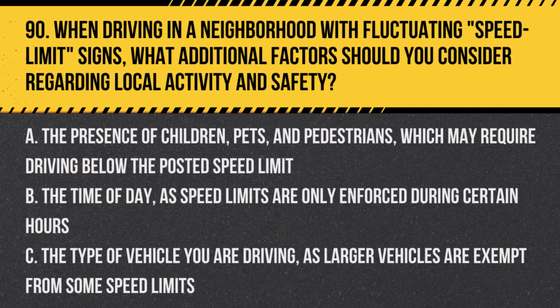Question 90. When driving in a neighborhood with fluctuating speed limit signs, what additional factors should you consider regarding local activity and safety? A. The presence of children, pets, and pedestrians, which may require driving below the posted speed limit. B. The time of day, as speed limits are only enforced during certain hours. C. The type of vehicle you are driving, as larger vehicles are exempt from some speed limits.